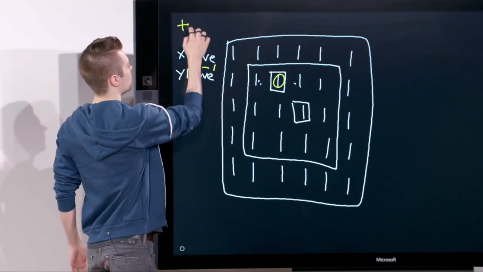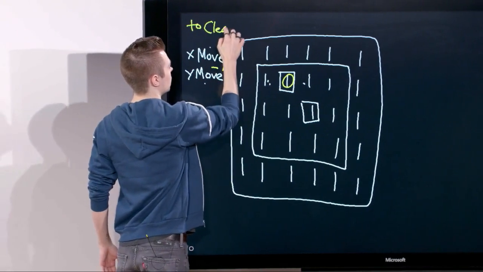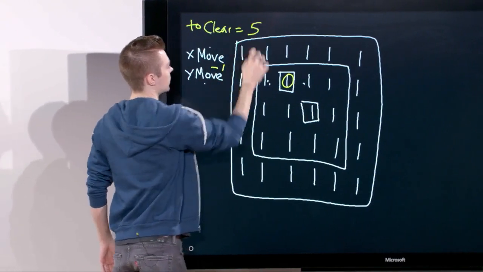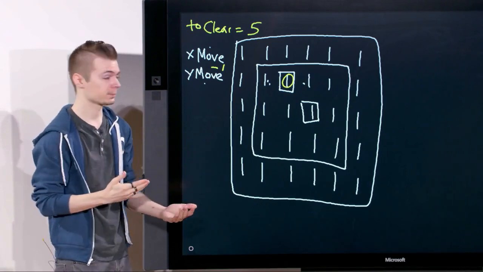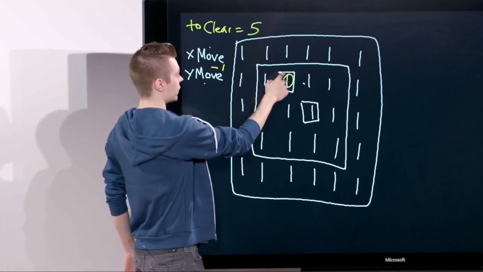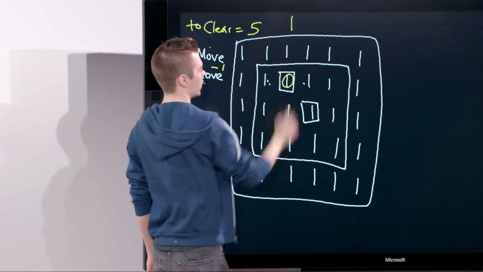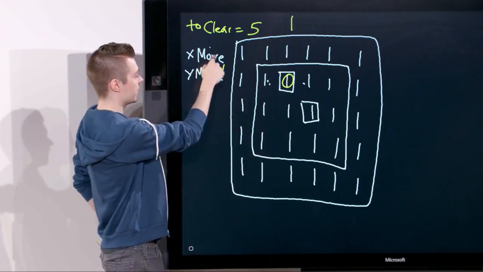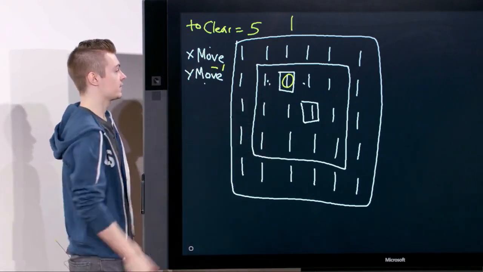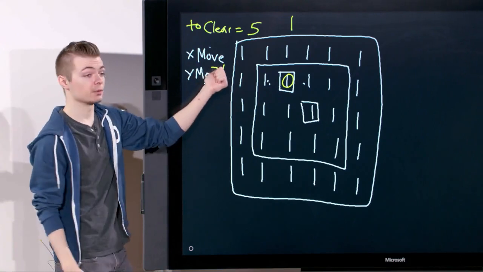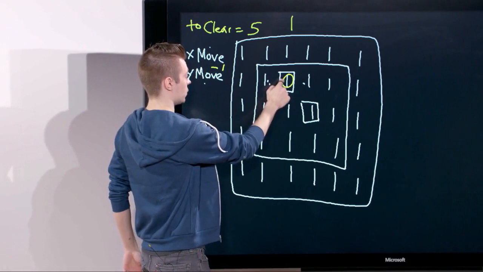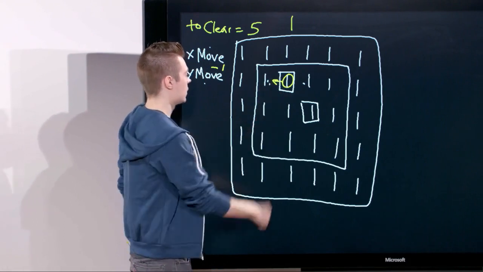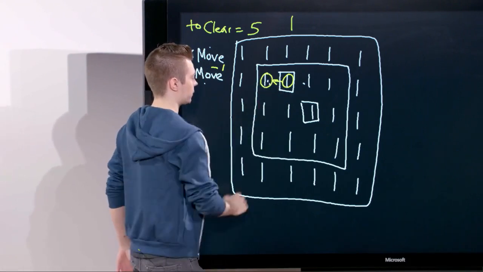So to clear equals 5, right? That's how many blocks. When we've cleared that many blocks, we're done with the maze generator, right? So cleared 1. So our current counter is 1. So X, we flip a coin. We're moving in the X direction by negative 1. So we move to here, and then we turn this into a zero.